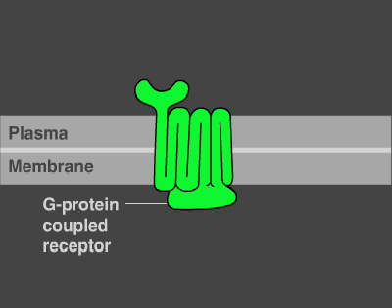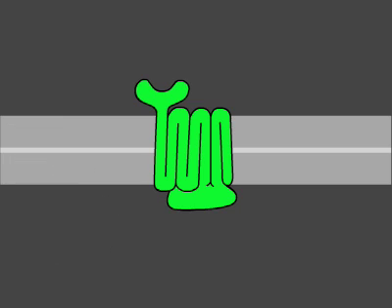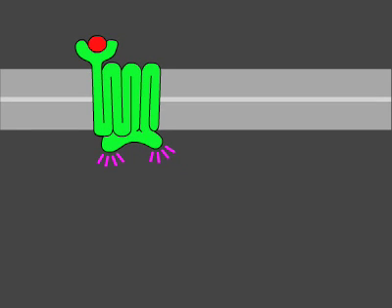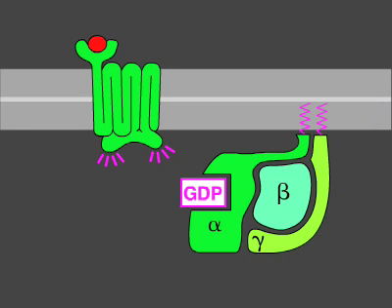Many G-protein coupled receptors have a large extracellular ligand-binding domain. When an appropriate protein ligand binds to this domain, the receptor undergoes a conformational change that is transmitted to its cytosolic regions, which now activate a trimeric GTP binding protein, or G protein for short.